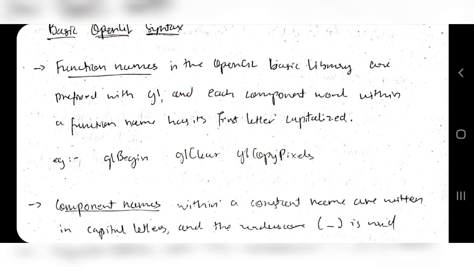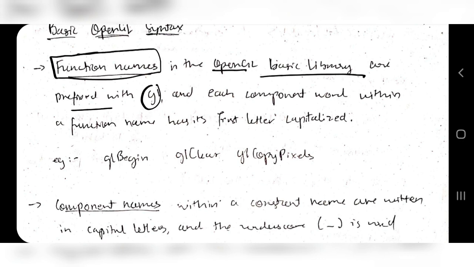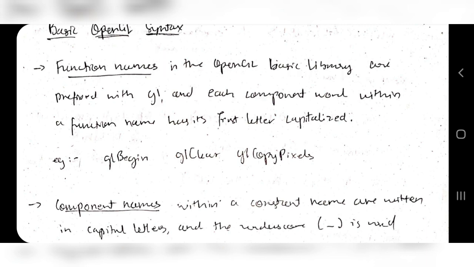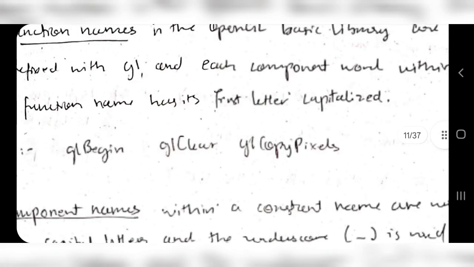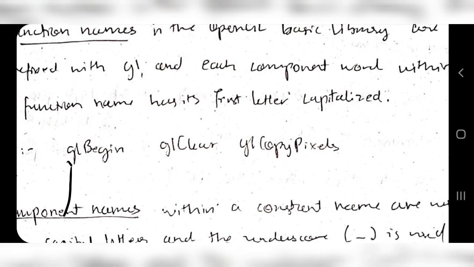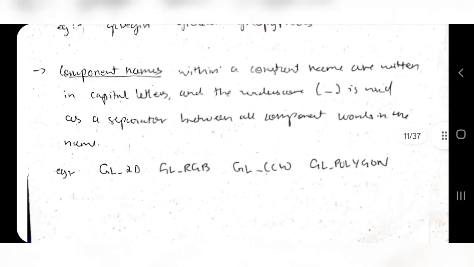Okay, the first one is function names. In OpenGL, the basic library functions are prefixed with a small gl, and each component word within the function begins with a capital letter. What I mean is, if you want to begin the program, you'll write small gl, then Begin. When you write this line of code, the program will begin. To clear things, you'll write glClear. To copy pixels, you'll write glCopyPixels. Understand the format in the function names: gl is in small letters, after that the function name starts with a capital letter, and the rest are small letters. Same goes for here as well and here as well. Okay, that is how the function names are defined.